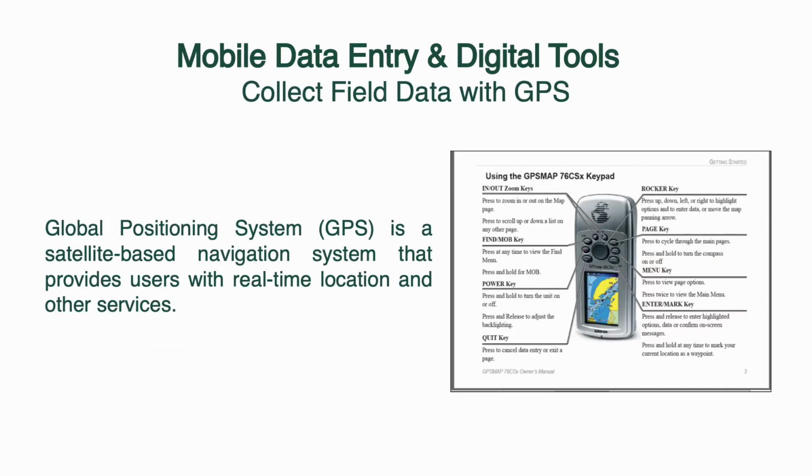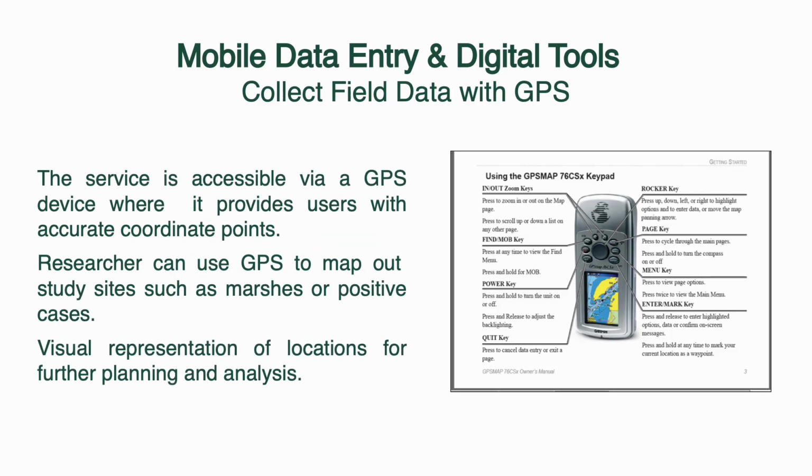In order to use GIS software, data collection points need to be collected using Global Positioning System. Global Positioning System, or GPS, is a satellite-based navigation system that provides users with real-time location services. The service is accessible via a GPS device, where it provides users with accurate coordinate points. Researchers can use those GPS points to map out study sites such as marshes or positive cases and use the visual representation of locations for further planning and analysis.